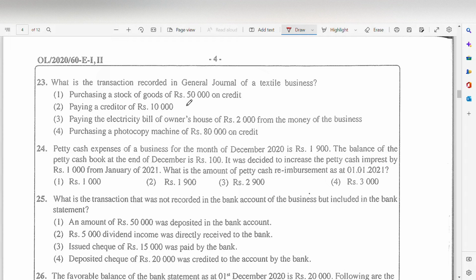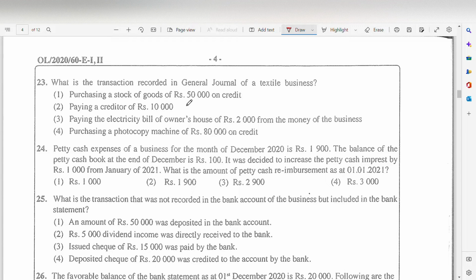Finally, purchasing a photocopy machine of rupees 80,000 on credit. Now this transaction you cannot record in purchaser's journal because it's a machine. It's not a stock of goods with the intention of resale. And it doesn't get recorded in sales journal as well. Why?